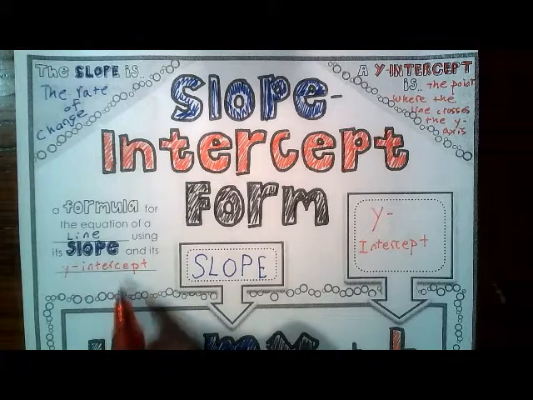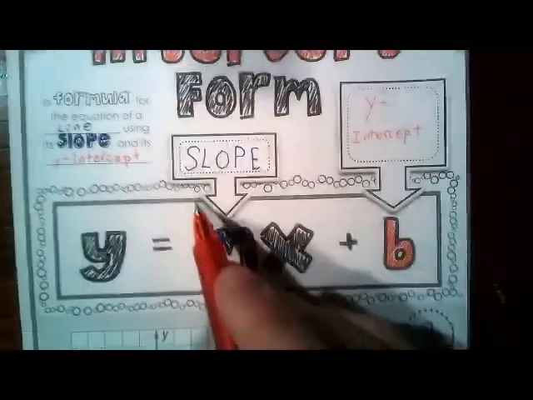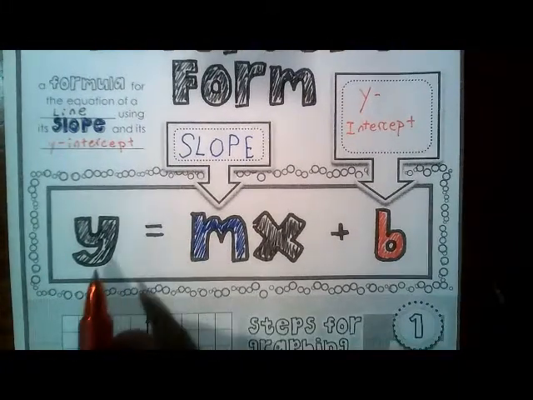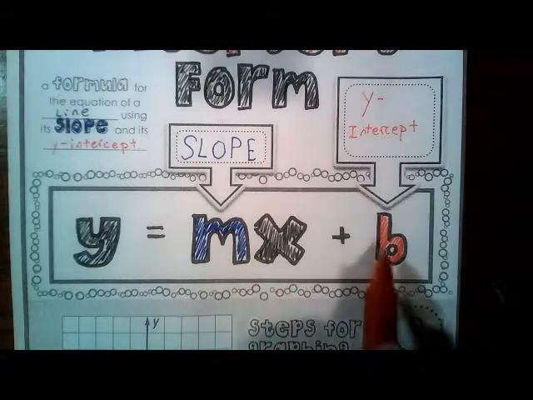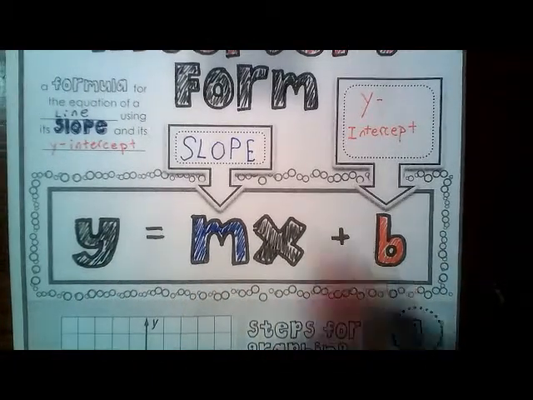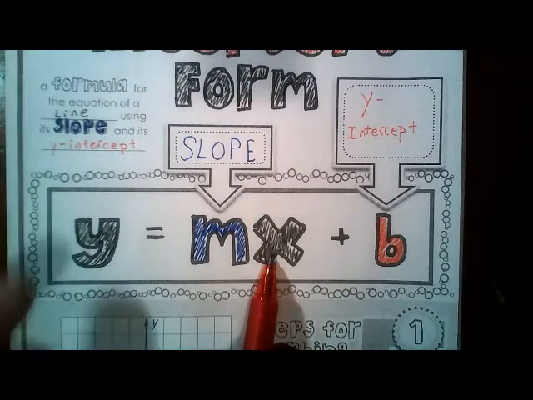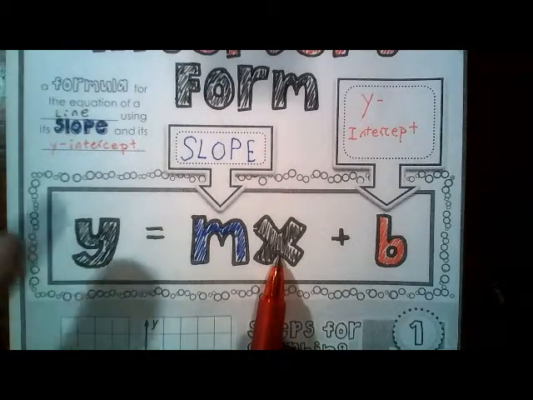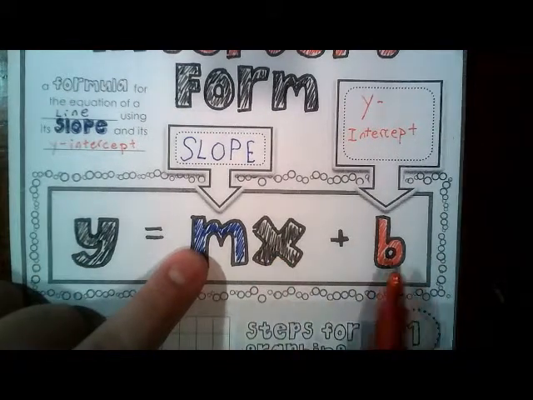Now I color-coded these so you can see in the equation where they would go. The slope-intercept formula is one you're going to be very familiar with by the end of this unit. It's y equals mx plus b. Get that in your head and memorize it. This y and this x are in black because they won't change. It's always going to be a y and an x. The numbers are put in for slope and for y-intercept.